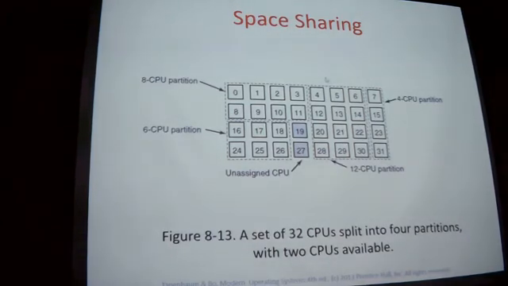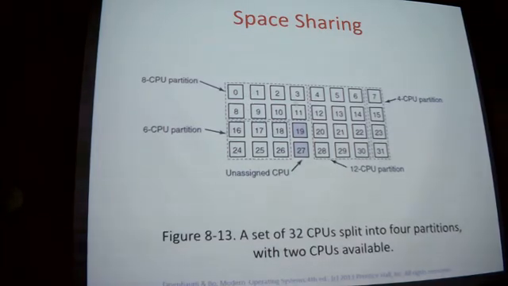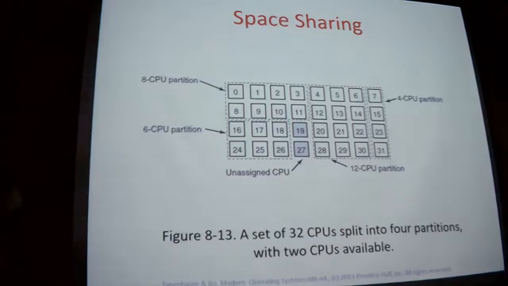We just use a different idea. We divide the CPUs into multiple partitions: the first partition, second partition, third, and the last. The first partition contains 8 CPUs, this one contains 6 CPUs, this one contains only 2, and this one contains 12 CPUs.